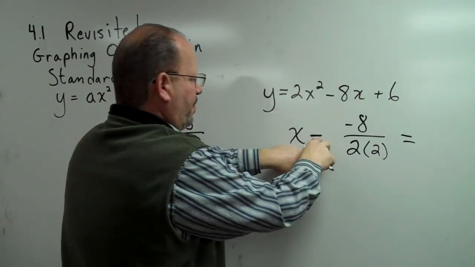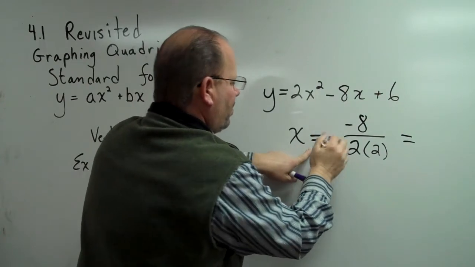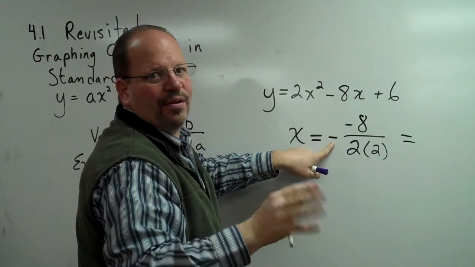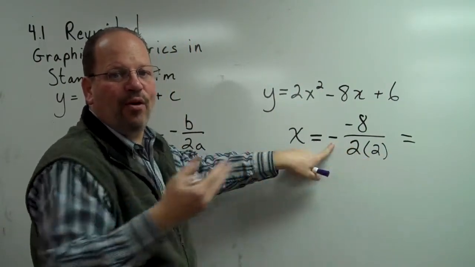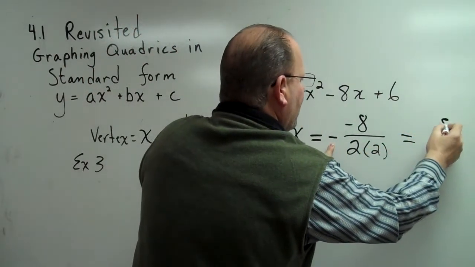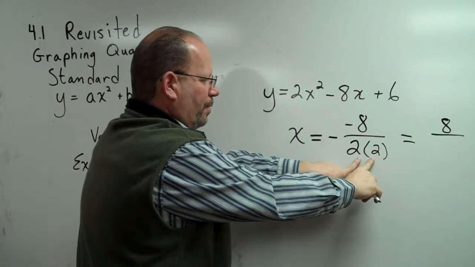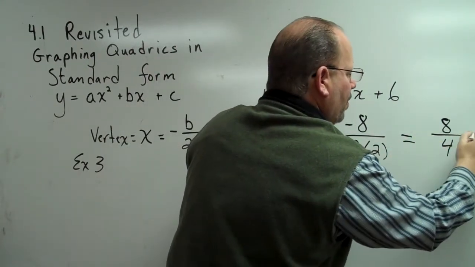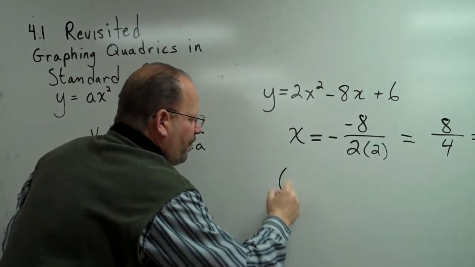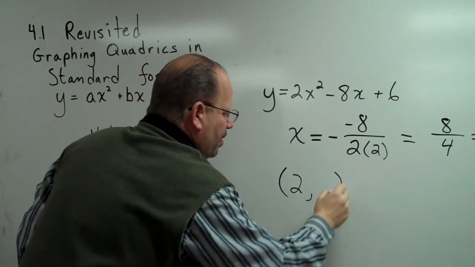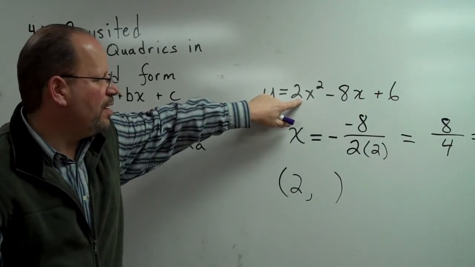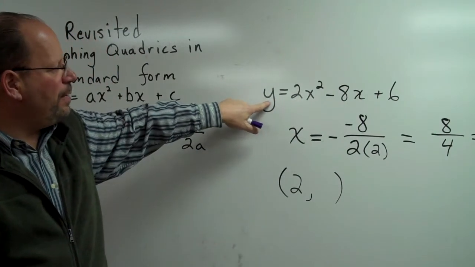So we find first that a negative times a negative cancels out, right? You take away a negative. That's like doing a positive. So we get 8 over 2 times 2 is 4, and we end up with the number 2. What we've just found is the x part of the point where this parabola will have its vertex. The x part, but now we need to find the y part.